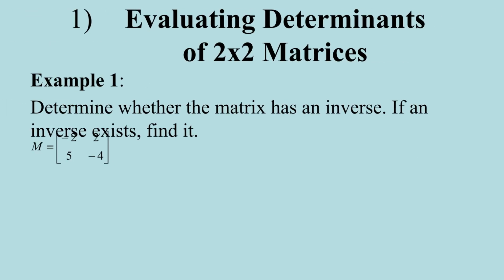Step 1. Find the determinant of matrix M. The determinant is found by calculating minus 1 times 5 minus minus 3 times 1, which simplifies to minus 5 plus 3, or minus 2. Since the determinant of M is minus 2, which is not 0, the inverse of M exists. Now we proceed to step 2.